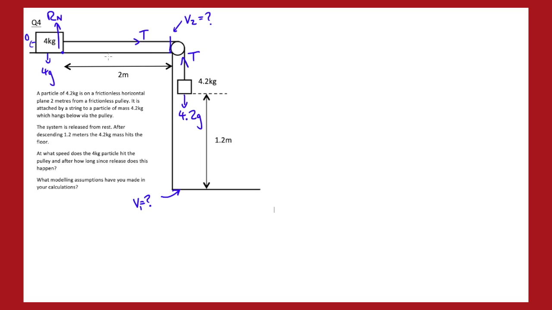Okay, so we also want the time from here to here. So we've got a few things to do, but the nice thing is it starts off in fairly familiar territory. So the first thing we do is, at no point do we need the tension. So we don't need to worry about tension, which is good. So we have 4.2G minus T equals 4.2A. And we have T minus 0 equals 4A. Okay, so combine them, cancel out the T's.